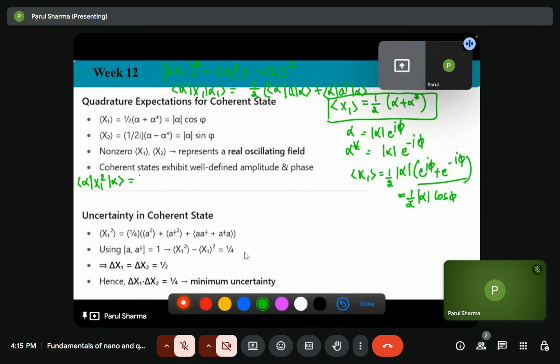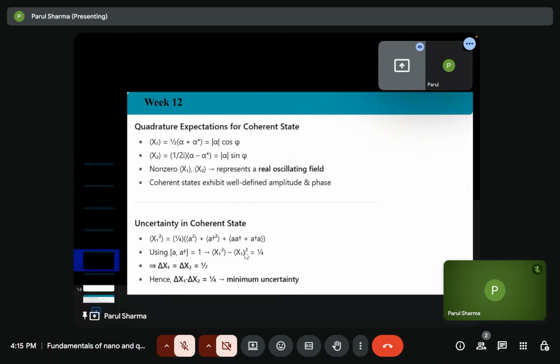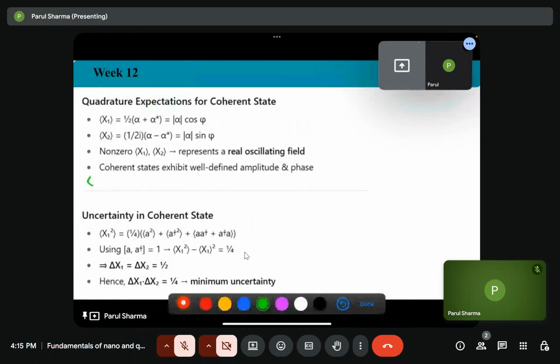So x1 square is 1 by 4 (a plus a dagger) whole square, that is a square plus a a dagger plus a dagger a plus a dagger square. So now a a dagger is 1 plus a dagger a, so that gives 1 by 4 alpha square.